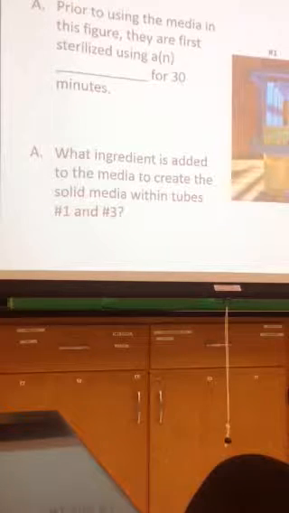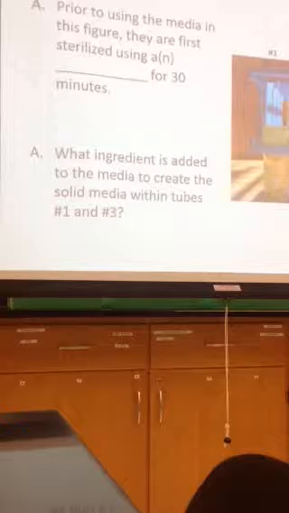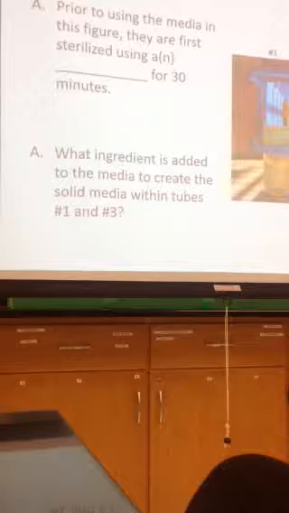Prior to using media, they get sterilized using what? Autoclave, 30 minutes. What is an ingredient added to the media that makes it solid? This is in one of those background information pieces. Isn't that powder stuff we use? It is, but what's it called?